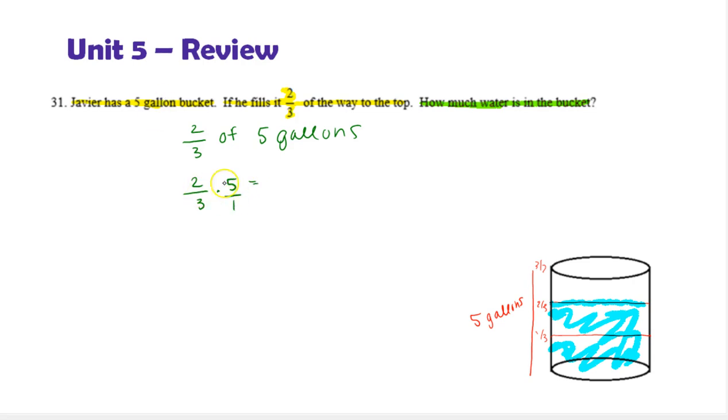Put that over 1. There's no common factor, so 2 times 5 is 10, 3 times 1 is 3. Rewrite as a mixed number. 3 goes into 10 3 times with a remainder of 1, and we have 3 1/3 gallons. And that seems to make sense. So dividing in thirds, that would be 5/3 to here, 10/3 to there, 15/3 to there. Let's look at the next one.